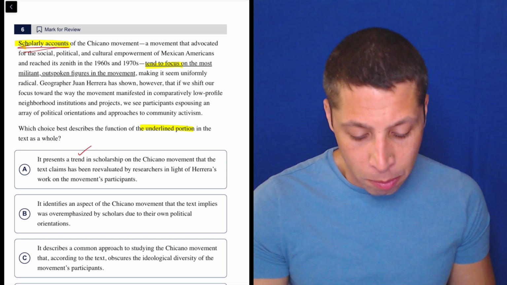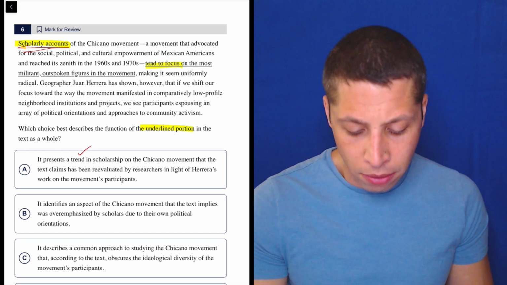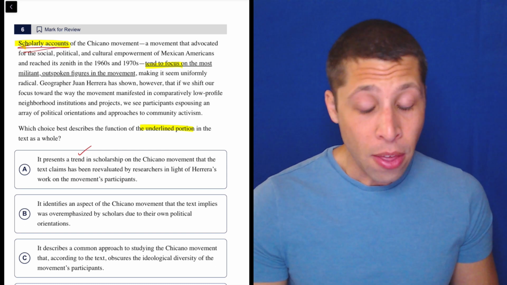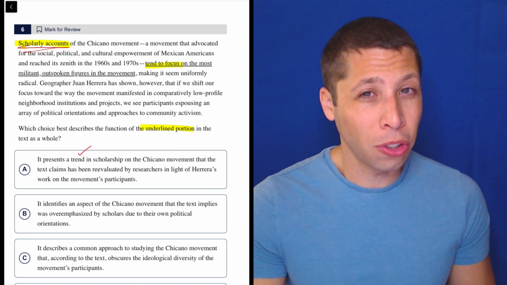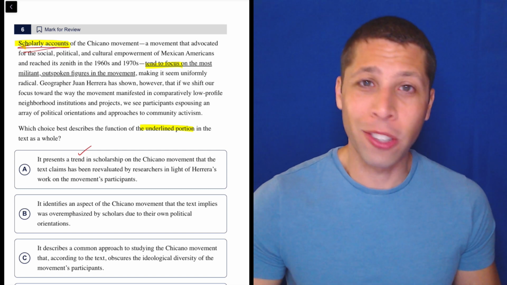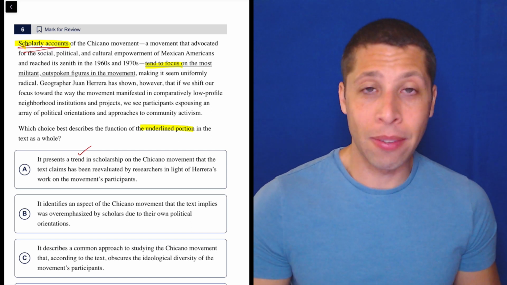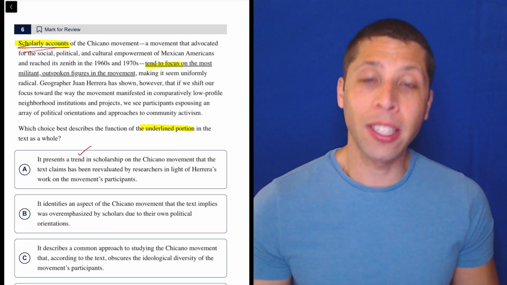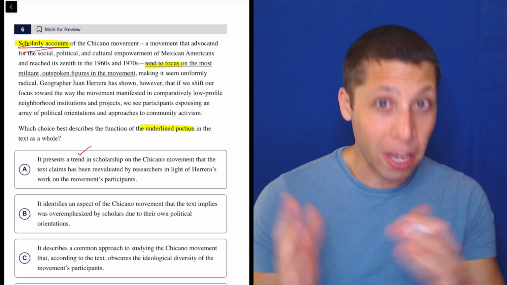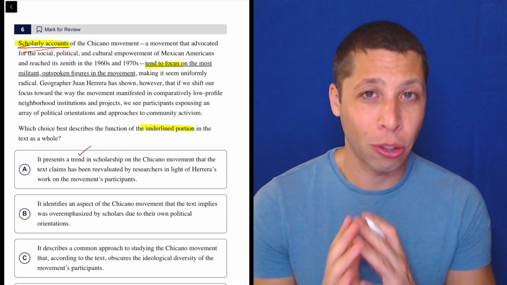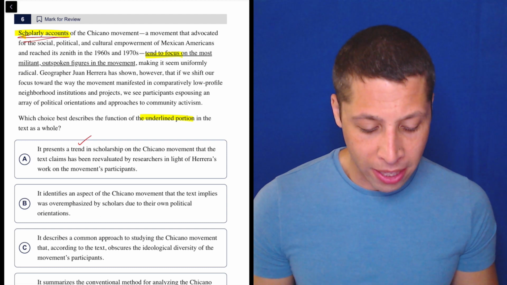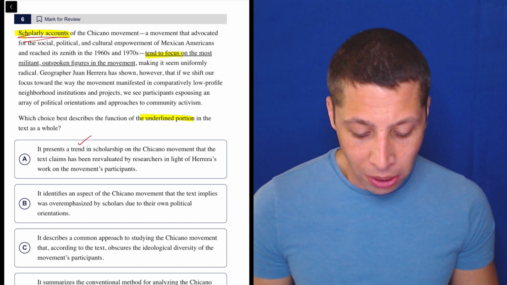That the text claims has been reevaluated by researchers in light of Herrera's work on the movement's participants. So this is sneaky. They're telling us to focus on the underlined portion, but that half of that choice requires us to understand what else is going on. So for now, I would just leave it and be like, okay, it sounds like a trend. Maybe that's all I need for this passage. I don't know what else is going on, but the underlined portion sounds like it is describing a trend. Let's just move on.